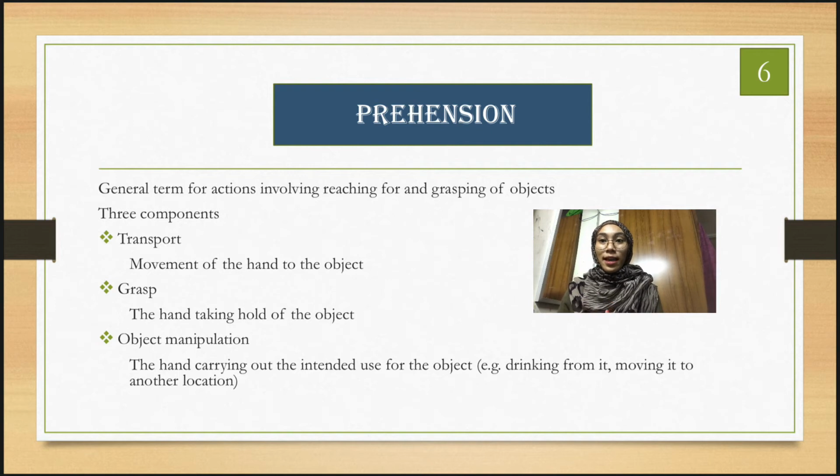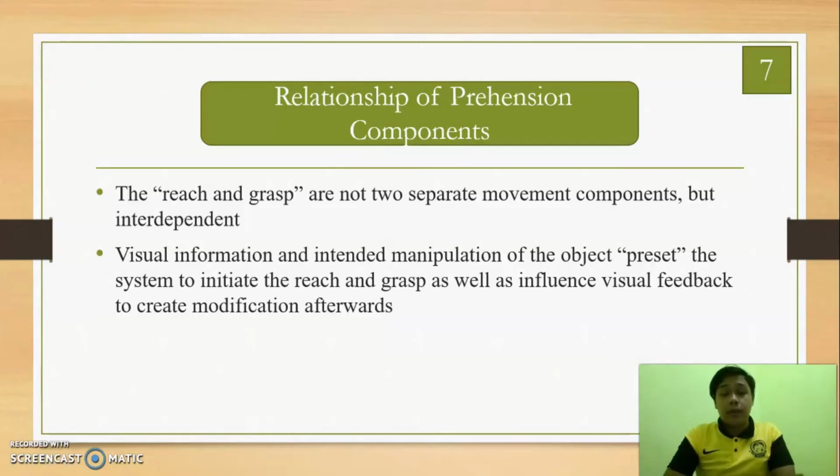The ability to hold an object was a requirement for inclusion, and the time taken to complete a series of functional tasks was measured with each arm. Lastly is object manipulation. The hand carries out the intended use for the object, such as drinking from it or moving it to another location.